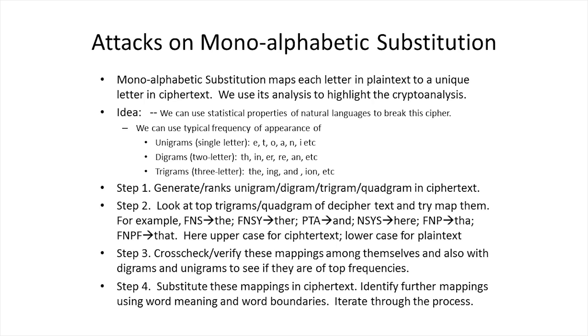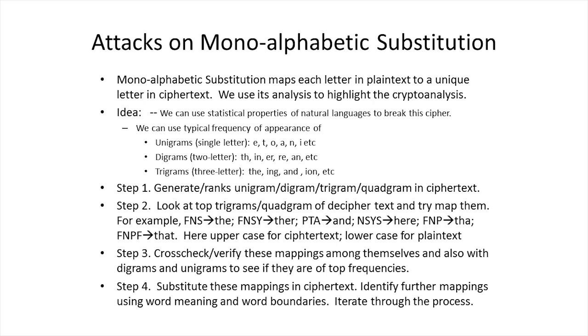The top appearances of two letters, which we call digrams, are TH, IN, ER, RE, AN. Same for the trigram, which is a three-letter combination: THE, ING, and ION. Armed with this knowledge, we can now proceed with the cryptanalysis with the following four steps.